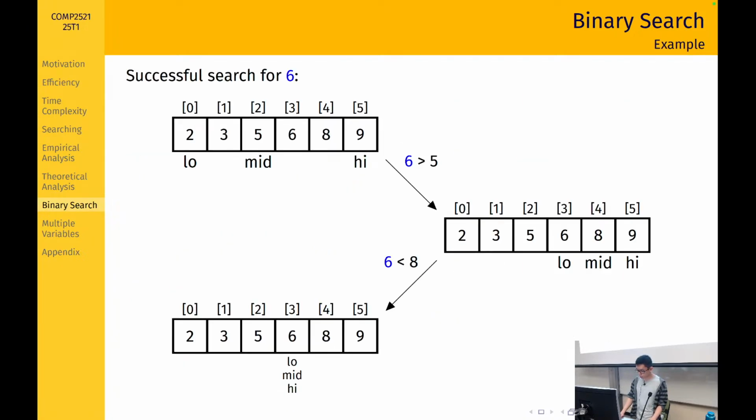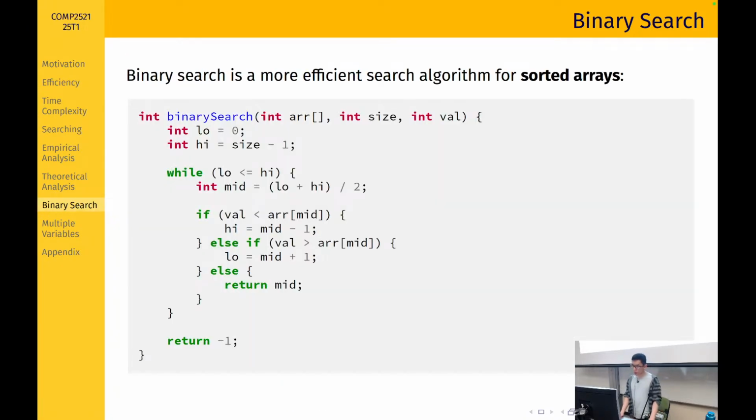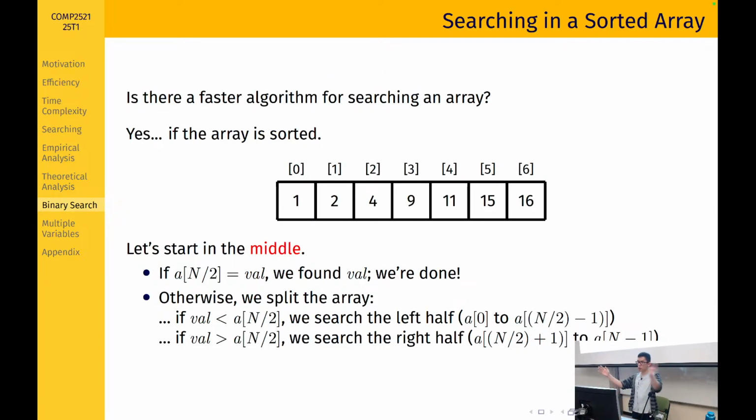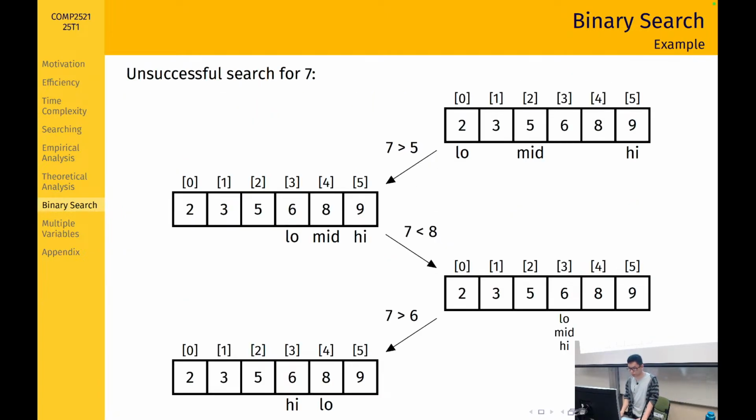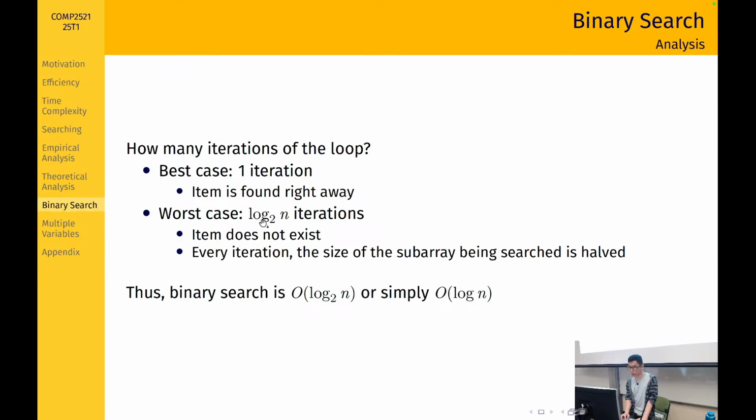Remember that binary search is constantly dividing the array by 2 each iteration. So the question is, how many times can we divide by 2 until we end up with an empty array, or an array with one element? That's equal to log base 2 of n.